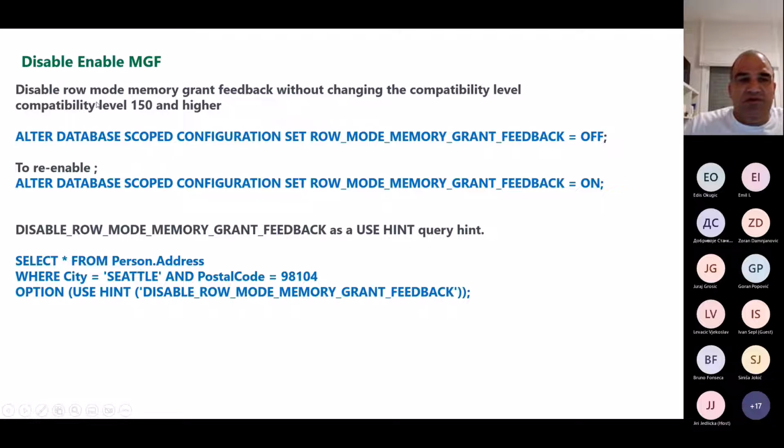To disable row mode memory grant feedback: ALTER DATABASE SCOPED CONFIGURATION SET ROW_MODE_MEMORY_GRANT_FEEDBACK = OFF. To enable: ALTER DATABASE SCOPED CONFIGURATION SET ROW_MODE_MEMORY_GRANT_FEEDBACK = ON. You can also disable row mode memory grant feedback as a query hint. You can see it here. You simply write this hint.